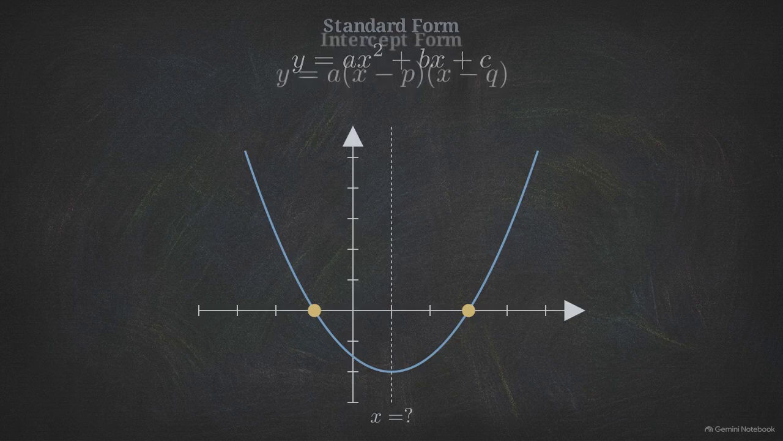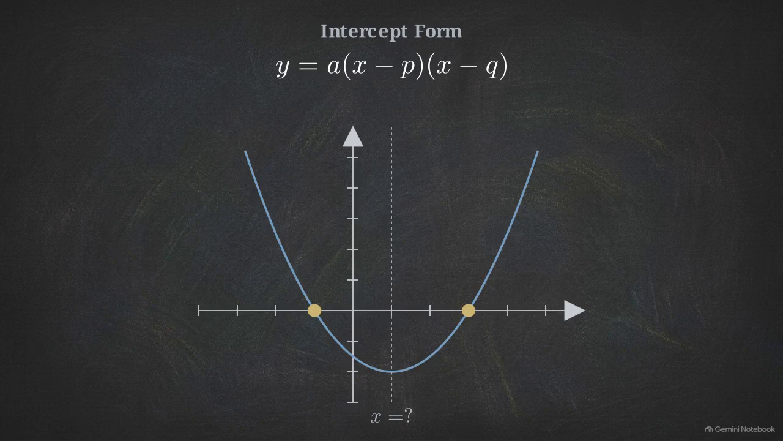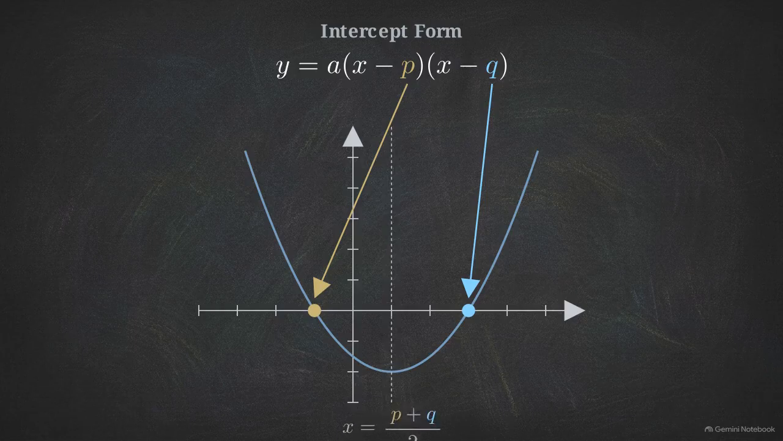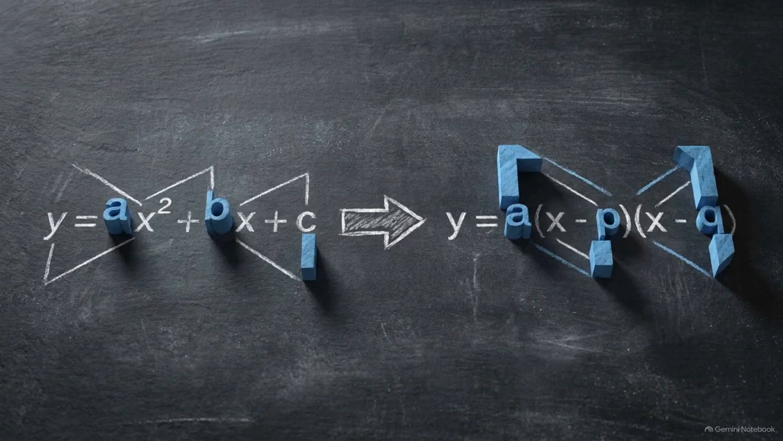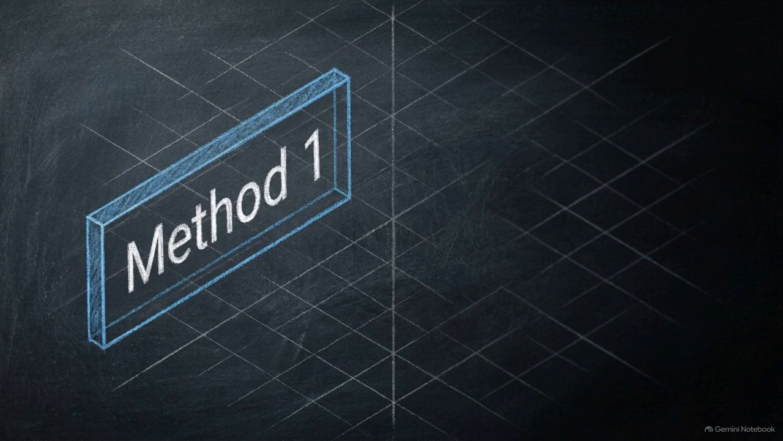To expose this data, we need to convert the equation into a different structure entirely, intercept form. In this state, the variables p and q act as explicit coordinate markers for those exact intercepts. Solving a quadratic equation is the process of forcing a translation between these two structural states. To execute this translation, mathematicians rely on two distinct strategies.